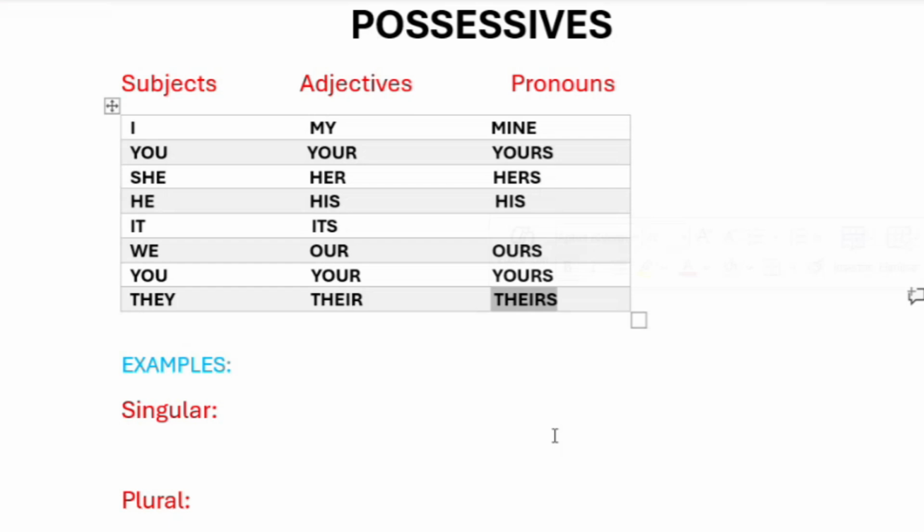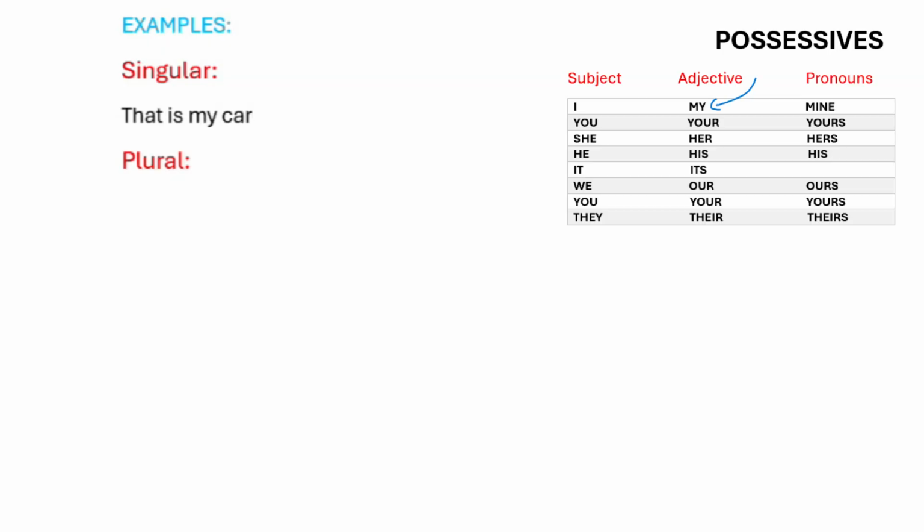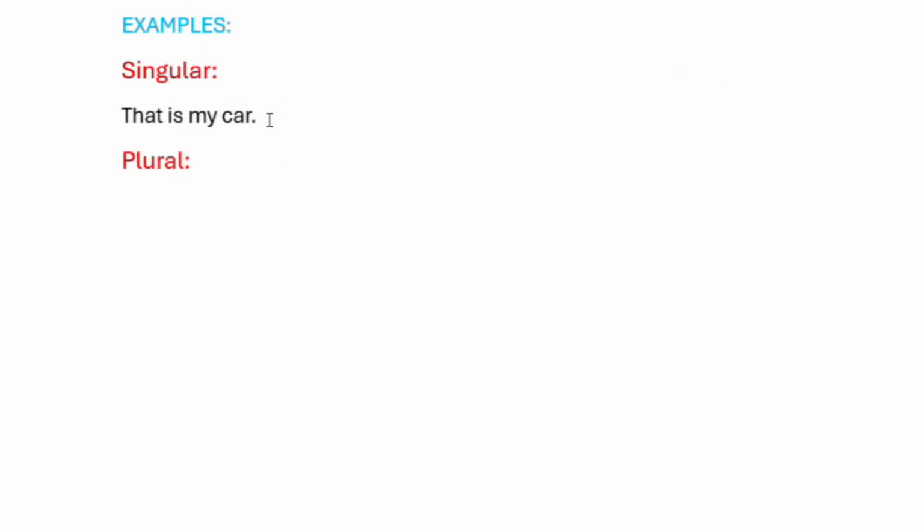I'm gonna give you some examples of how you can use them in a very good way. I'm gonna start with the singular form. It's up to you. You can start with singular, then plural, but in my case I'm going to focus just on the singular form and then after that the plural form. Here, I'm gonna use my imagination making some sentences. Just follow the flow, play along. That is my car. In this case, we have my, the possessive adjective, because it belongs to me.